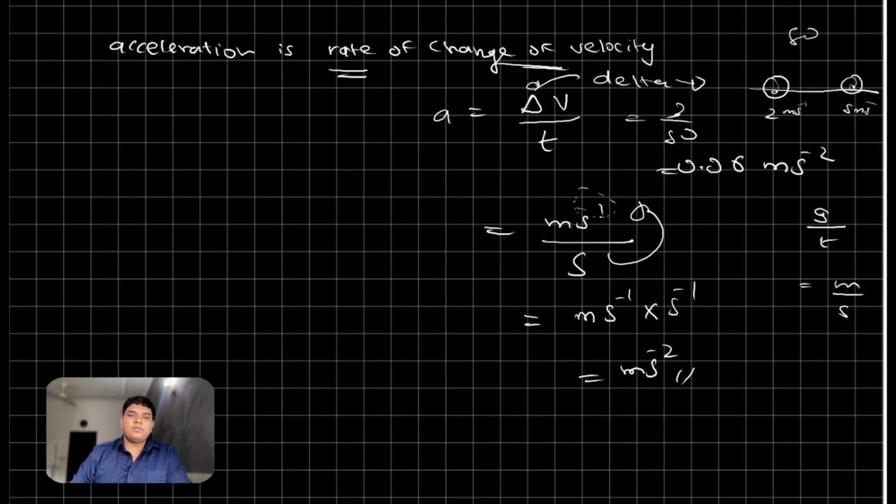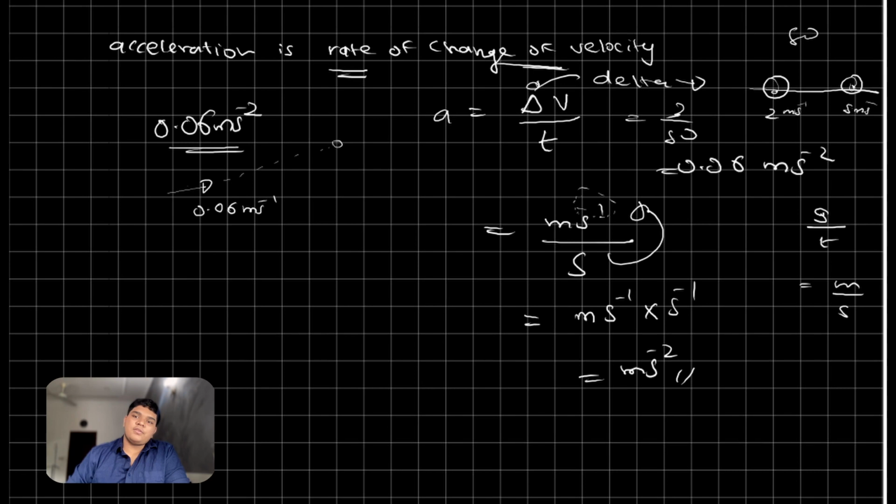So what does 0.06 m s^-2 mean? Basically what it states is that the speed of the object increases uniformly across 50 seconds at 0.06 m s^-1 for every second.